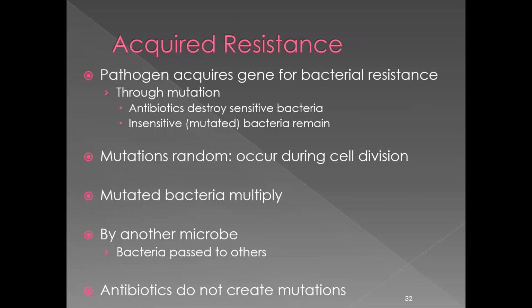Acquired resistance. The pathogen acquires a gene for bacterial resistance, and this occurs through mutation. Antibiotics destroy the sensitive bacteria. Then the insensitive mutated bacteria are all that's left. Most mutations can be random and occur during cell division. And mutated bacteria can actually multiply very, very quickly, more quickly than normal. And they can also be spread by another microbe, so bacteria can get passed on to others. It's important to note that antibiotics themselves do not create mutations. It's strictly a mutation of the bacteria.